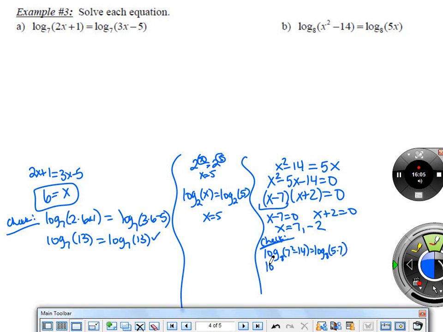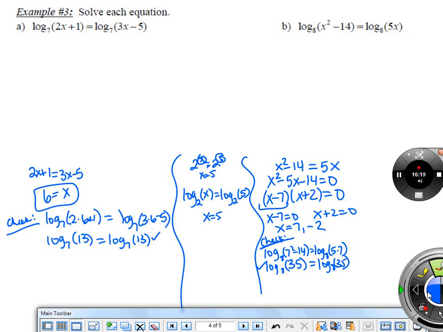I get log base 8, let's see, 49 minus 14 is 35. And on the other side, I have 35. And log base 8 of 35, I don't know it off the top of my head, but it's calculatable. So that's good. Now I'm going to check for negative 2.